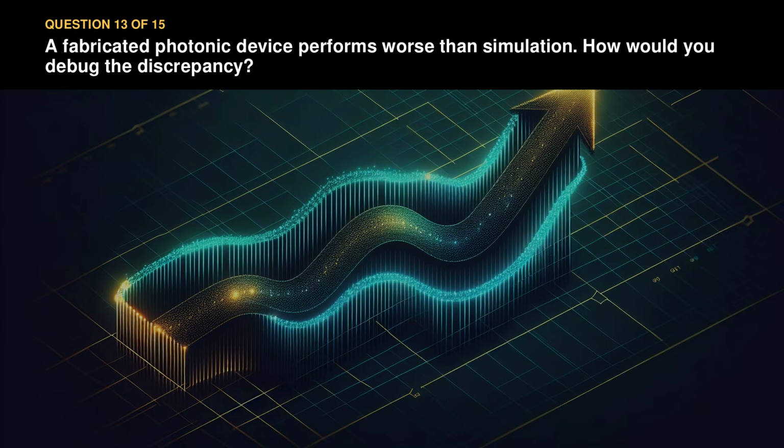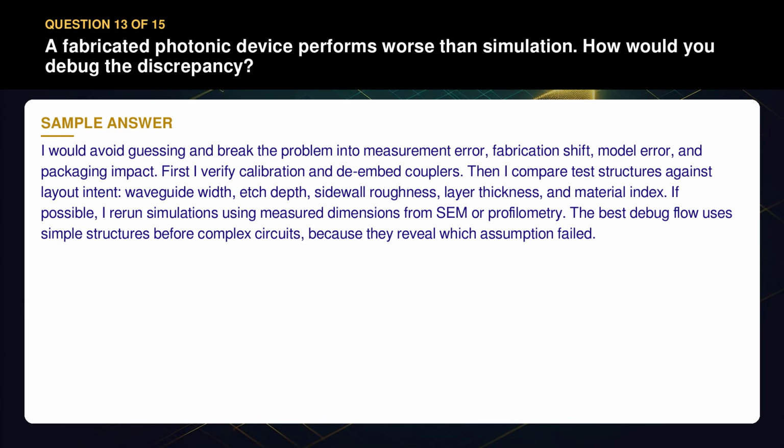Question 13. A fabricated photonic device performs worse than simulation. How would you debug the discrepancy? I would avoid guessing and break the problem into measurement error, fabrication shift, model error, and packaging impact. First, I verify calibration and de-embed couplers. Then I compare test structures against layout intent, waveguide width, etch depth, sidewall roughness, layer thickness, and material index. If possible, I rerun simulations using measured dimensions from SEM or profilometry. The best debug flow uses simple structures before complex circuits because they reveal which assumption failed.